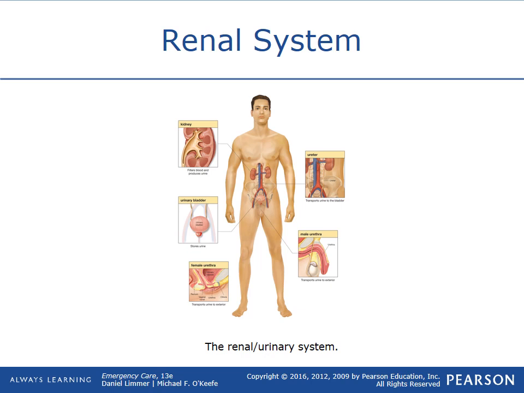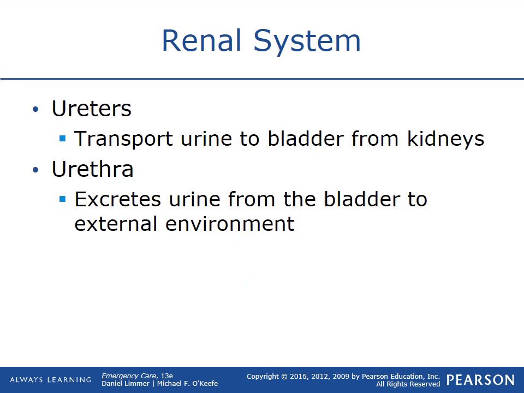And here's our renal and urinary system, depending on if you're male or female. There are also the ureters that transport the urine to the bladder from the kidneys, and the urethra, which actually helps it to get out. It excretes urine from the bladder to the external environment.